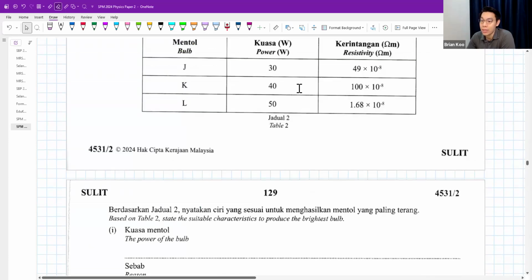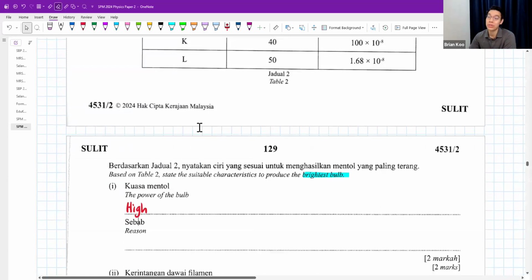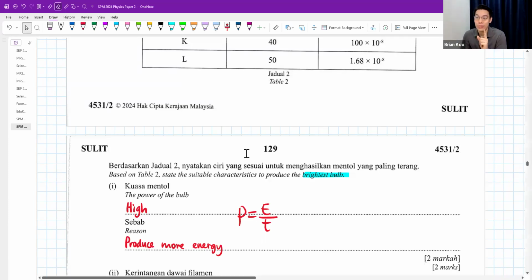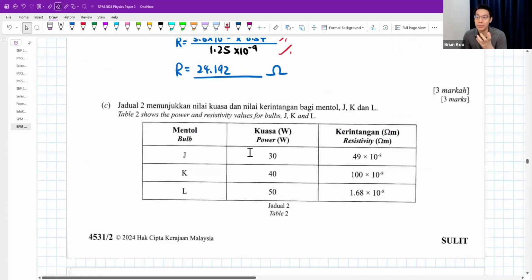But see, the table shows power and resistivity values for bulb J, K, L. Based on the table, state suitable characteristics to produce the brightest bulb. Brightest bulb should have high power, regardless of what kind of bulb. Why? Because it will help me to produce more energy. The best answer is to produce more energy, because what is power? Power is how much energy produced in 1 second. Amount of energy produced per second. That is power, right?